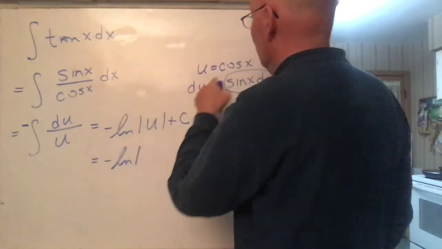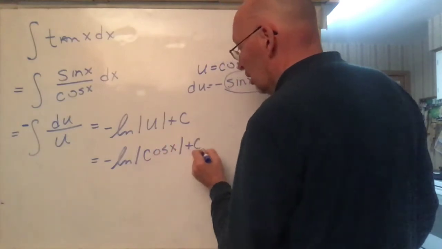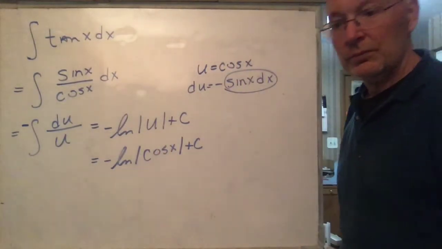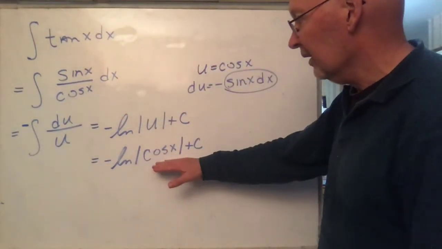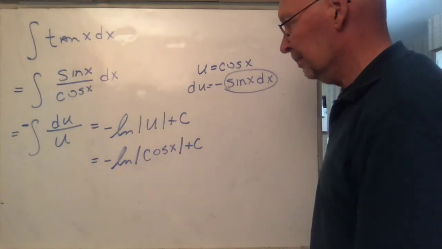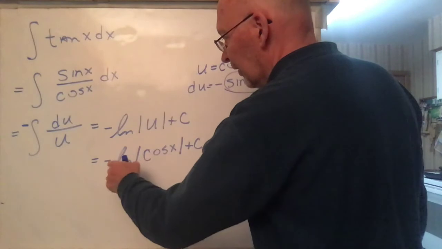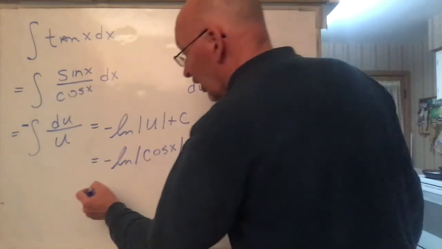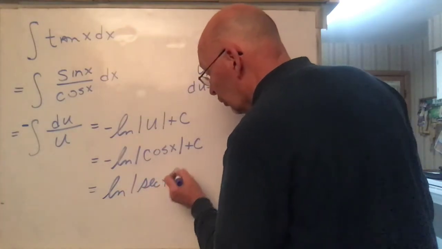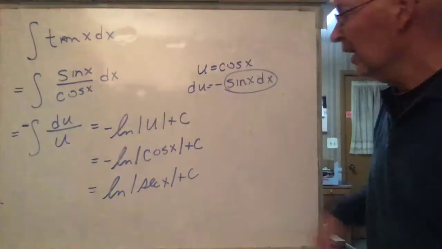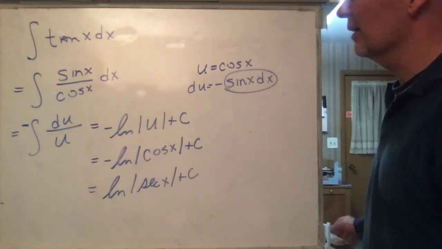And now you can substitute back in your u. Like so. And you can either leave it like that, or if you want to, you can bring the negative inside. If you bring the negative inside, it's going to be 1 over the cosine. 1 over the cosine is the secant, recall. So you can write it either way. I always prefer to have things in terms of sines and cosines myself, so I like it like that.